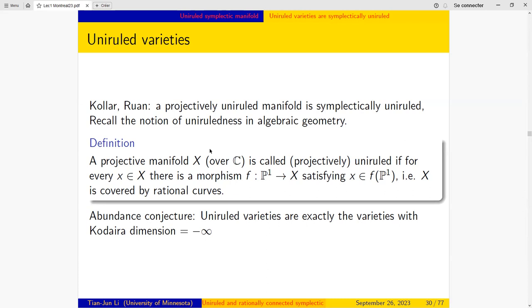Let's recall that the uniruled notion here is just having a morphism from a rational curve through every point, in other words, it's covered by rational curves. This is a very intuitive definition. A basic conjecture here is that these are precisely the varieties with negative Kodaira dimension. So that's why these manifolds are not only geometrically appealing, but also very important.